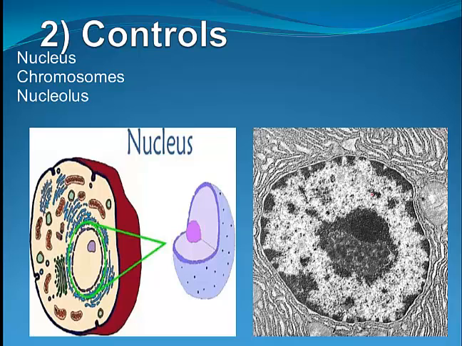Okay, your controls. Everything needs to be controlled, so you have your nucleus, chromosomes, and nucleolus, and these are going to be the control portion of the cell. The nucleus contains the chromosomes. The nucleolus is going to make your ribosomes, and your ribosomes are going to be really important when it comes time to make your proteins. So right in the center of the cell, you have the things that are going to be controlling all the other parts of the cell.